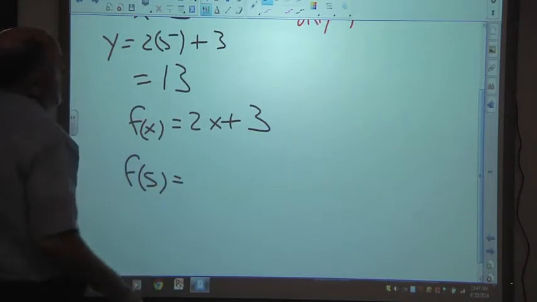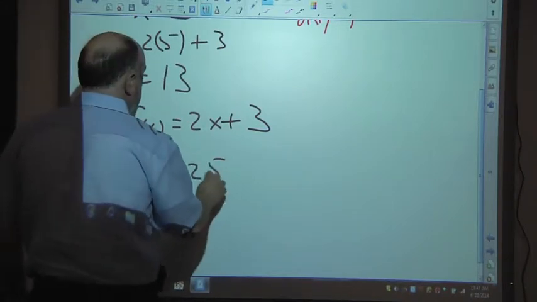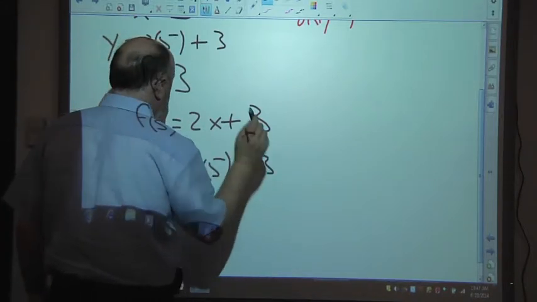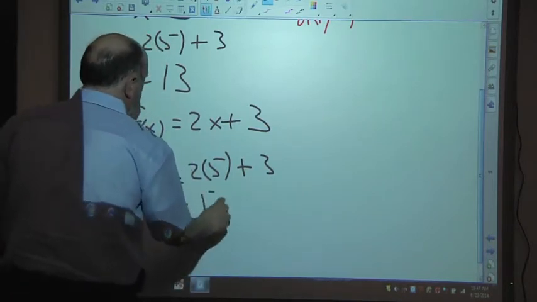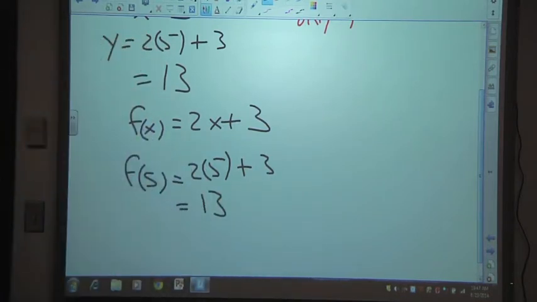And now, if I ask you what is f of 5, well, it would mean 2 times 5 plus 3. We end up with 13. So for a function, you have to have for every x number you plug in, you only get one y number out. Okay? That's what makes a function a function.